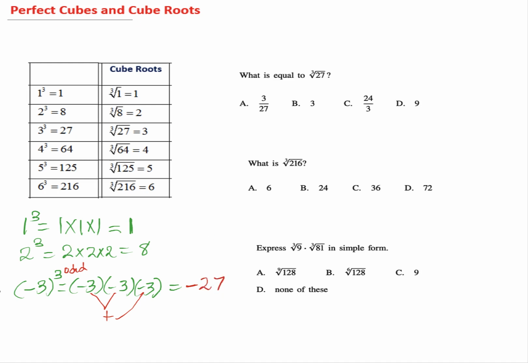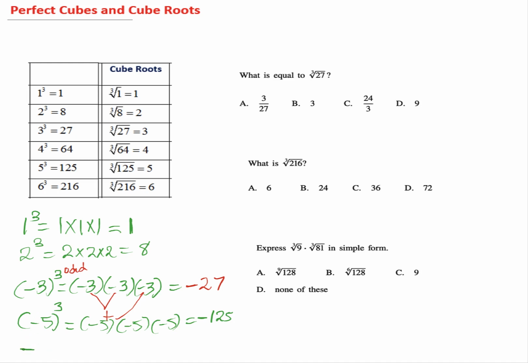Now here's something else you must be aware of. So if you cube negative 3, you get negative 27. If you cube negative 5, which is negative 5 times negative 5 times negative 5, you're going to get negative 125. Because again, you are cubing, and a cube is an odd number of negatives.